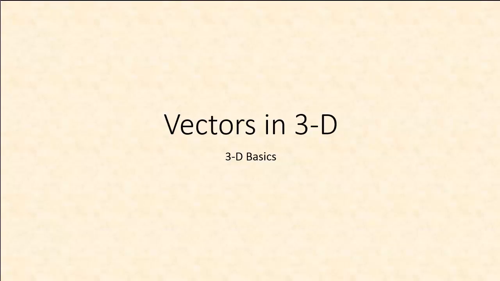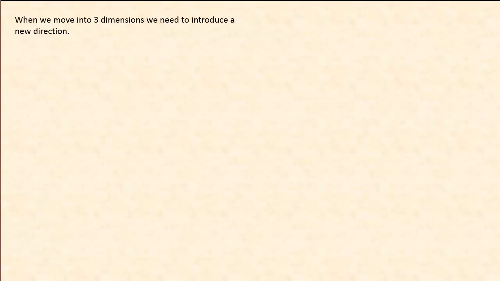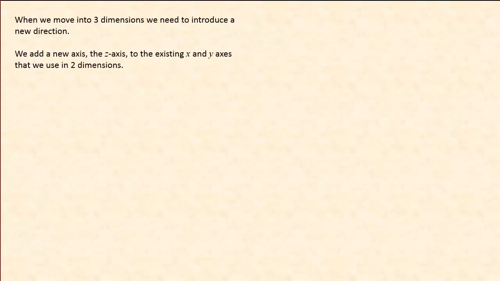Vectors in 3D, 3D basics. When we move into 3 dimensions, we need to introduce a new direction. We add a new axis, the z-axis, to the existing x and y axes that we use in 2 dimensions.